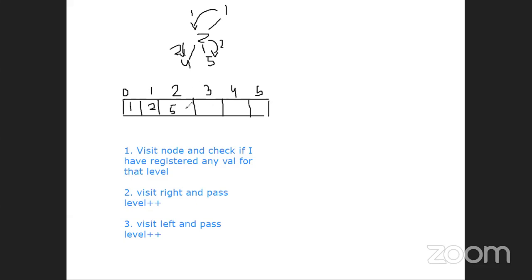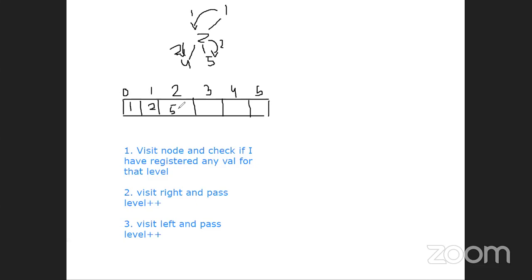I was thinking we are storing that node as an index, as a level. So it would be unique every time for that particular index at a particular level. Can we use a map over there as well? Yeah, we can use a map. We just need to find a way to know whether I have registered something for that level or not.